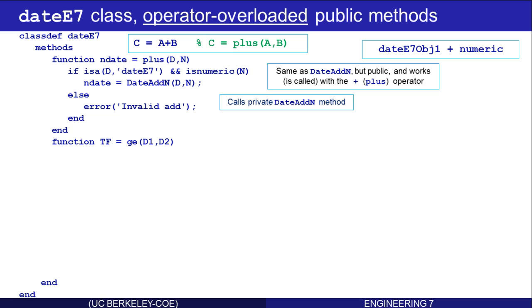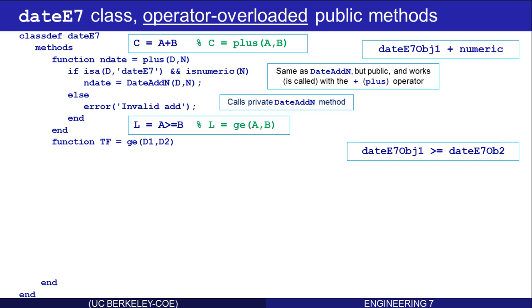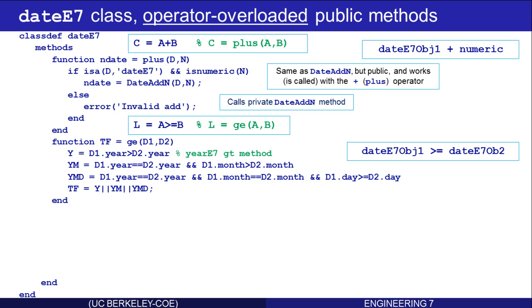Next one is the greater than or equal relational operator. This is the method that's called when you have an expression of the form a >= b, and at least one of a or b is a dateE7 object. We're interested in doing the comparison on two dateE7 objects. The code I'll show assumes that.